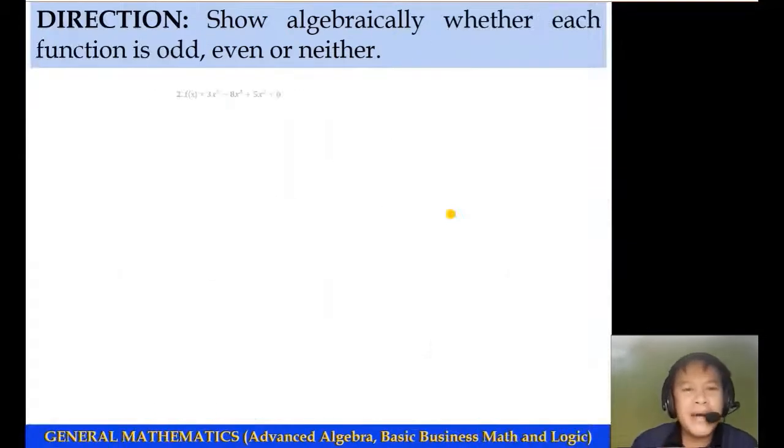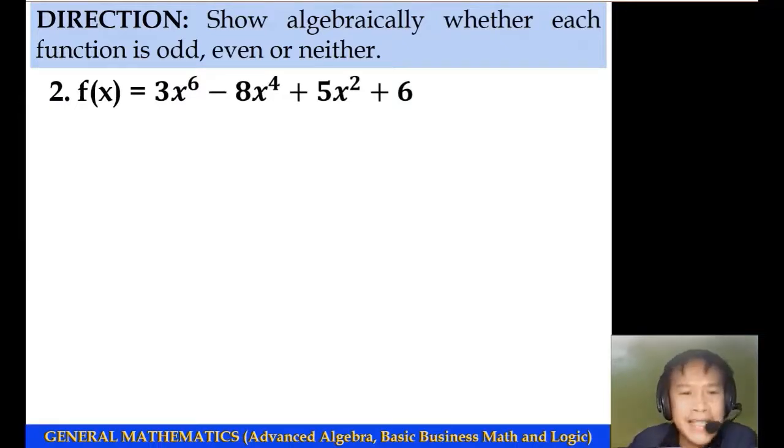Now, we will proceed with number 2. We are going to test whether this is odd or even. Take note, the first thing that we're going to do is to observe the exponents. The exponents are 6, 4, and 2, and we have x raised to 0. All exponents are even. Even without showing the algebraic solution of this particular function, we can say that this function is even. But for the sake of the direction, we are going to show our solution.